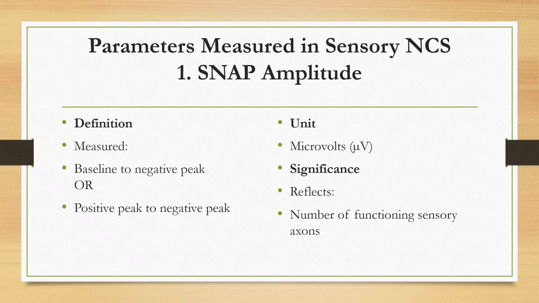Parameters measured in sensory NCS. 1. SNAP amplitude. Definition, measurement, baseline to negative peak or positive peak to negative peak. Unit, microvolts. Significance, reflects number of functioning sensory axons.